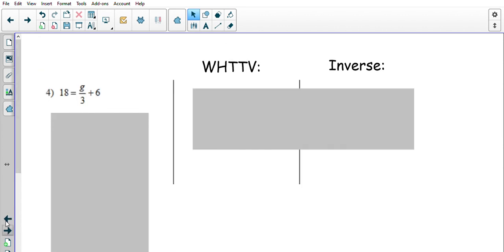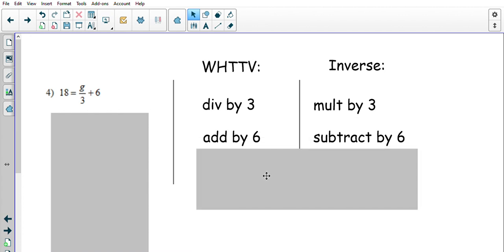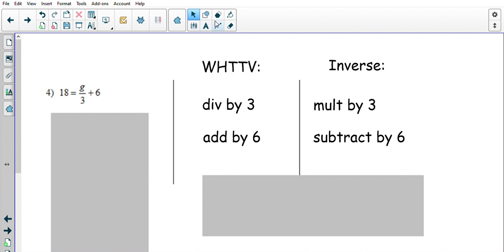All right, moving along, let's take a look at number 4. This one is our first one that involves division. 18 equals g over 3 plus 6. The first thing that's happening to our variable g is we're dividing by 3. And the inverse is to multiply by 3. After we divide g by 3, we add 6. And the inverse is to subtract by 6. So remember to work in reverse order.